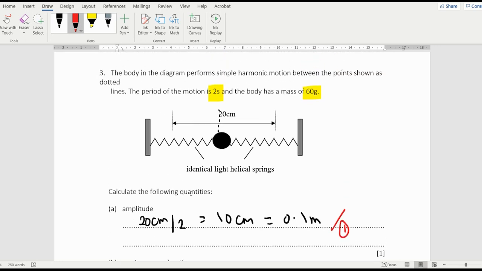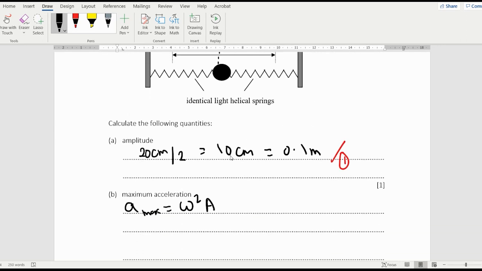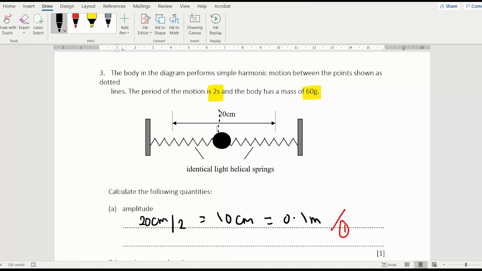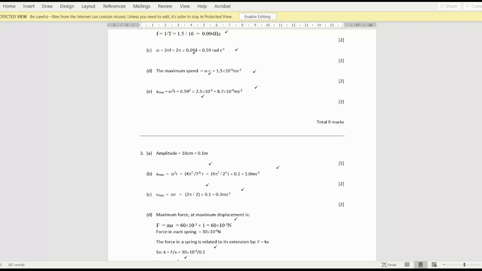Calculate the maximum acceleration. Okay, so this one's a little harder. So I know from the last question, let's just get out of this red pen, that A max is omega squared times the amplitude. Of course, I have the amplitude now, but I need to find out what omega squared is. So remember, omega is 2 pi f, or 2 pi over T. In this case, it's going to be 2 pi over 2, because it's told me that the period of this motion is 2 seconds. So I know that omega is going to be pi. So therefore, I've got A max equals pi squared times 0.1. So pi squared times 0.1, and I get an answer of 0.99 meters per second squared.